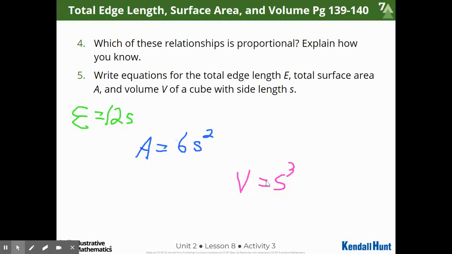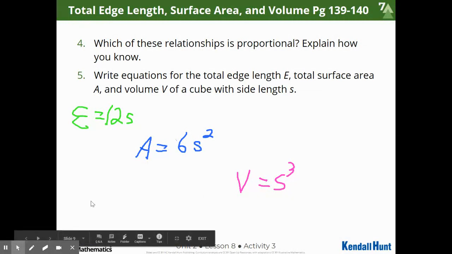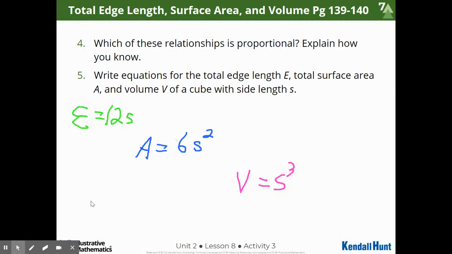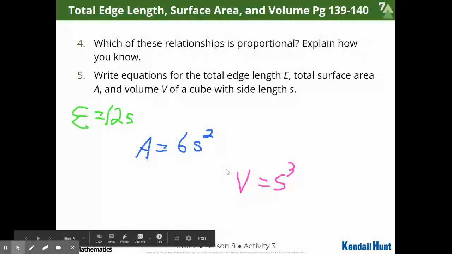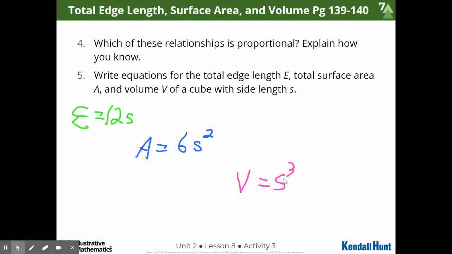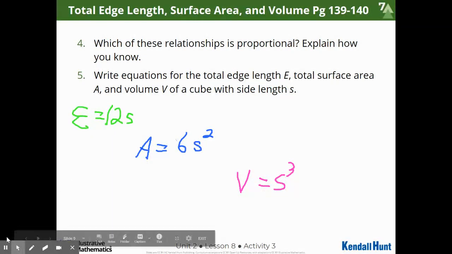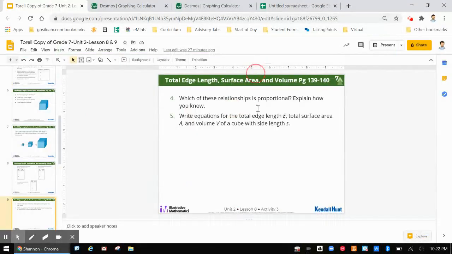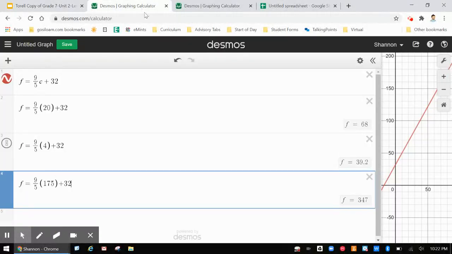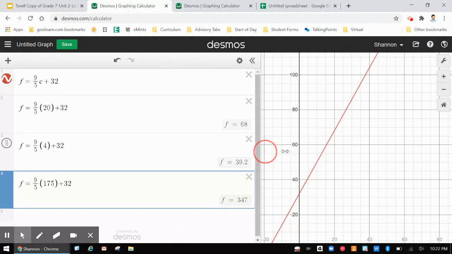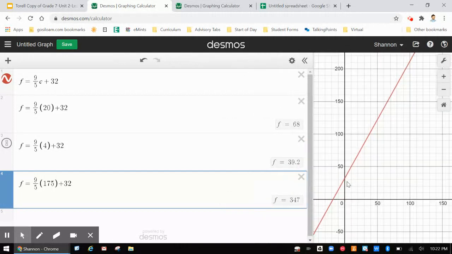And then volume was just the length cubed, so S cubed. So hopefully you got those same equations. But you can also look at these to tell which one of these is proportional. All these have this extra step on there, as opposed to just a single multiplier. And if we go back to the thing that we were doing earlier, we can actually look at the graphs of these numbers and be able to tell if they're proportional or not.